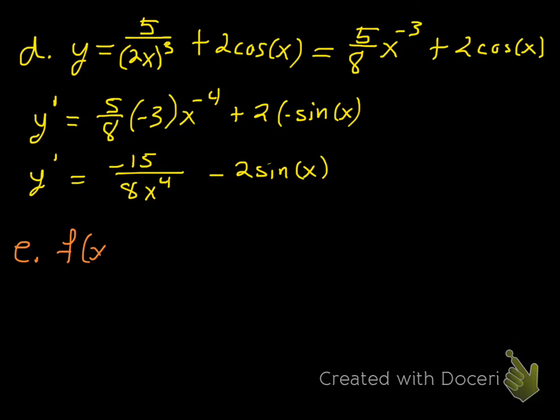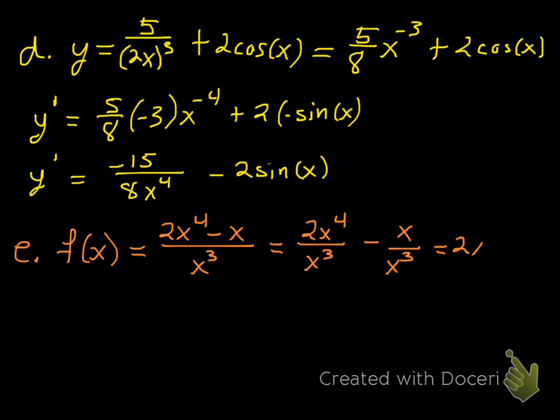Okay. E, f of x was 2x to the fourth minus x all over x cubed. We don't have the quotient rule yet, but we can trick this into looking like something that we can do, and that's split this up into 2. It's going to end up being 2x to the fourth over x cubed minus x over x cubed. Just splitting that fraction up into 2 pieces.